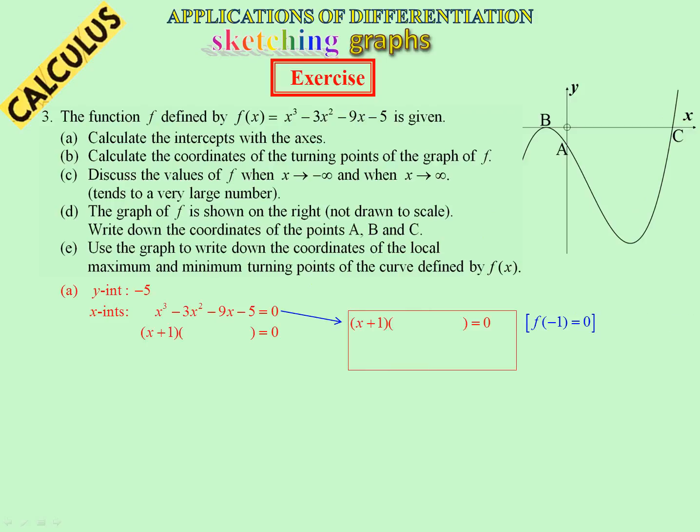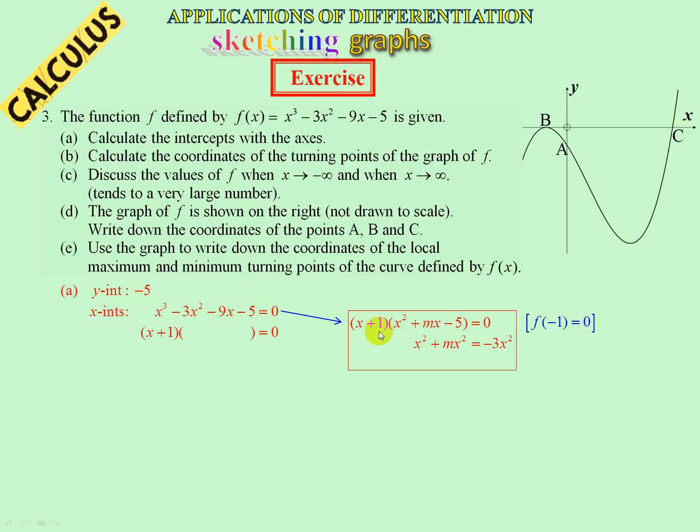And I'm going to use factor theorem first. I found that -1 substituted into there gives 0, so therefore x plus 1 is a factor. I know it has to be an x squared in order to give me an x cubed. It has to be a minus 5 in order for 1 times that to give me negative 5 there.